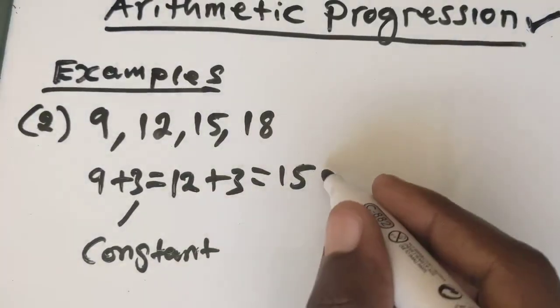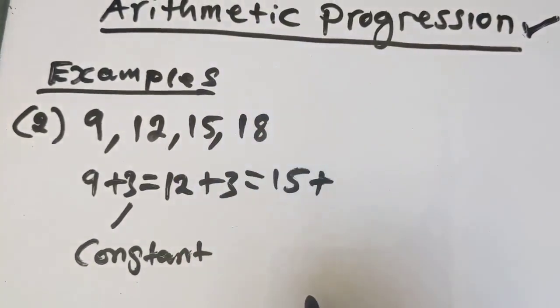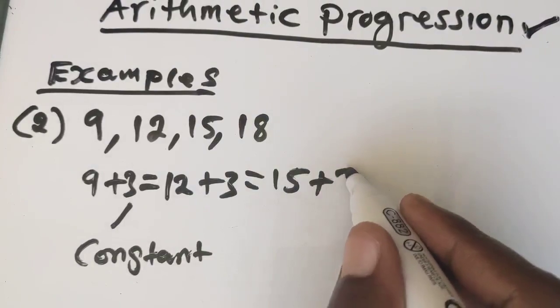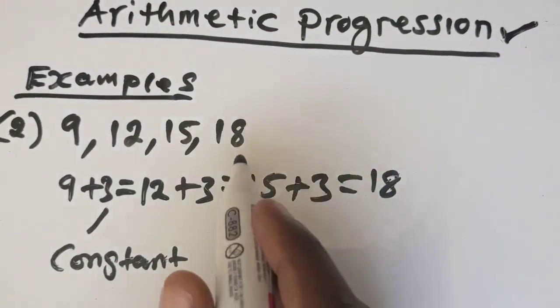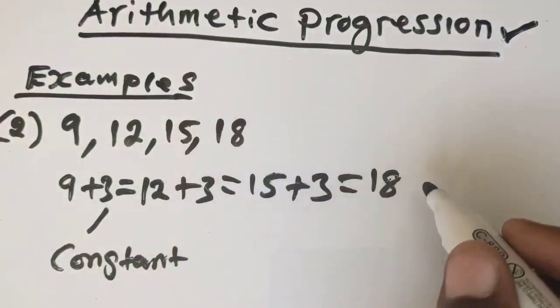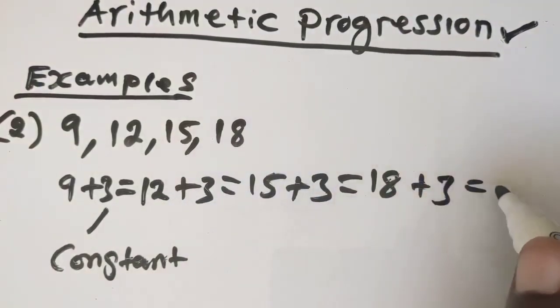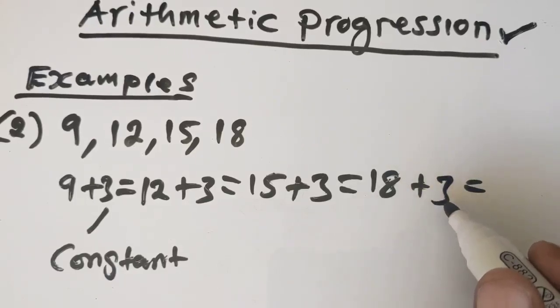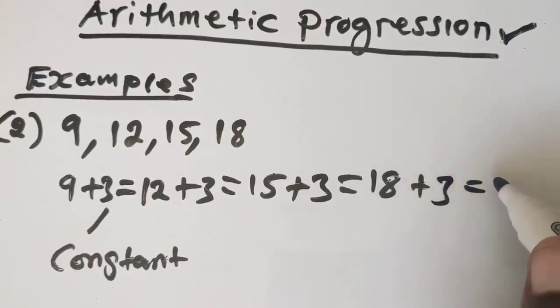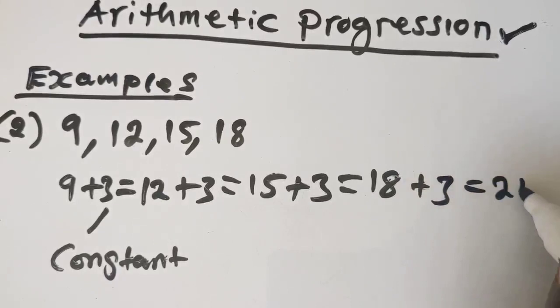So now, again, here, if they want to find the next term, they are going to add what? 3 to get to 18. So if they want to find the other term, they are going to add 3 to get to what? 18 plus 3. What is 18 plus 3? It is going to be 21, like that. So that is what it means.